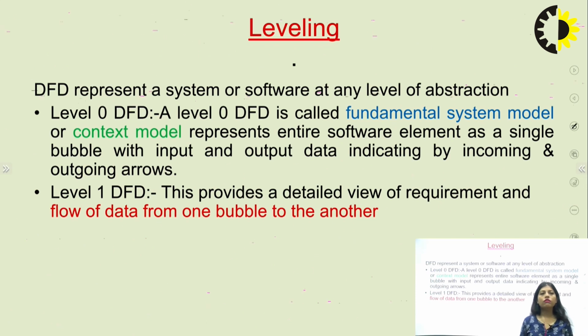There are different types of DFD: 0 level DFD, 1 level DFD, and 2 level DFD. A 0 level DFD is called the fundamental system model or the context model, and in this we have only a single bubble or single process with input and output data indicated by the incoming and outgoing arrows. But in a level 1 DFD, we have more than one process, and we can show the flow of data from one bubble to another. So simply, in level 0 DFD we have only one process, but in level 1 DFD we can have more than one process.